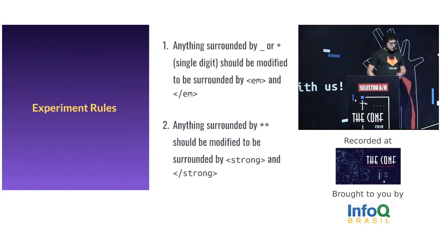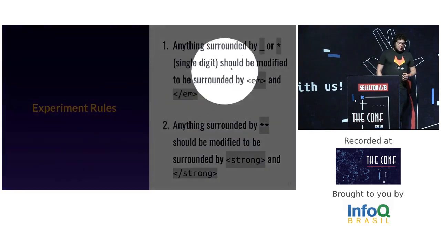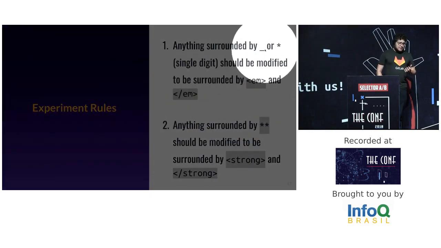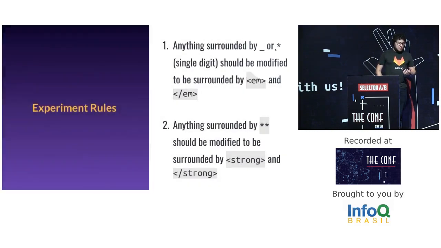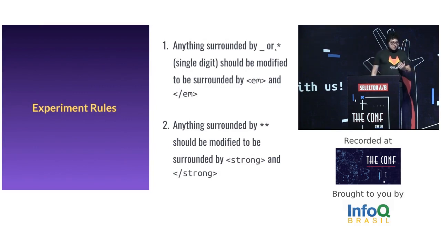If we move forward with that example, we can extract some rules from this experiment. As we talked about earlier, the first rule that we can figure out is that anything surrounded by either an underscore or a single asterisk should be modified to an emphasis tag. The same goes for the second implicit rule. Anything surrounded by 2 asterisks should be modified to be surrounded by strong tags.